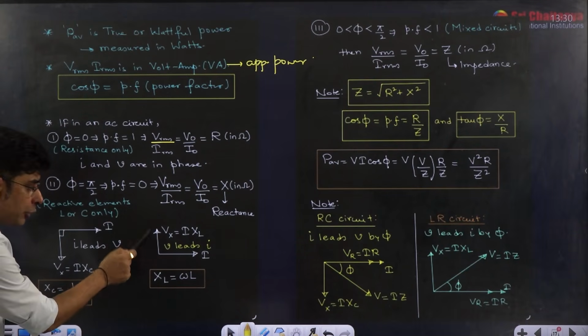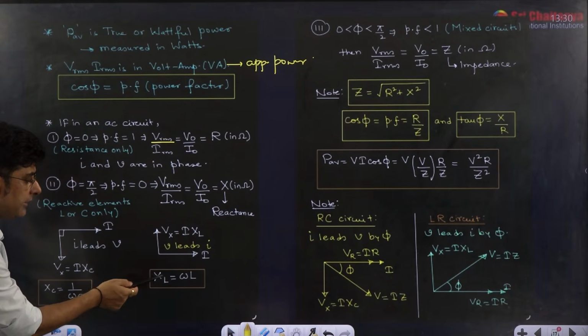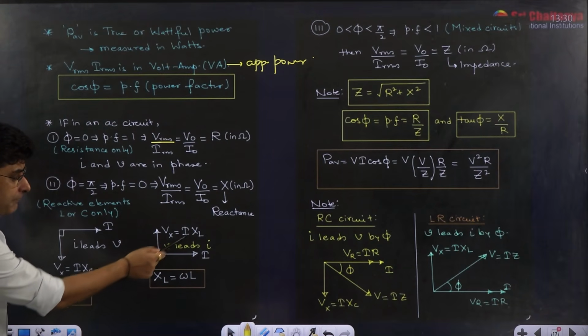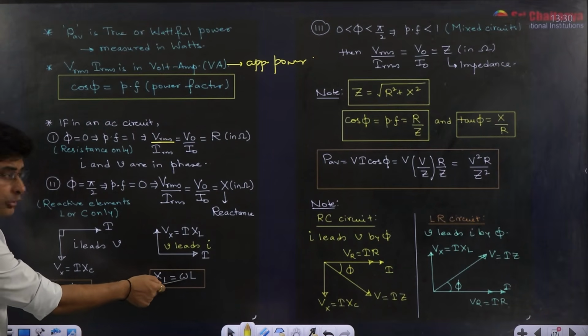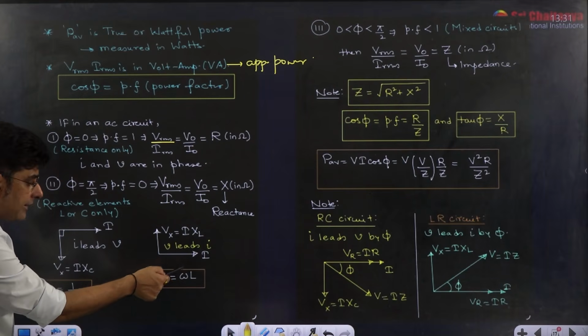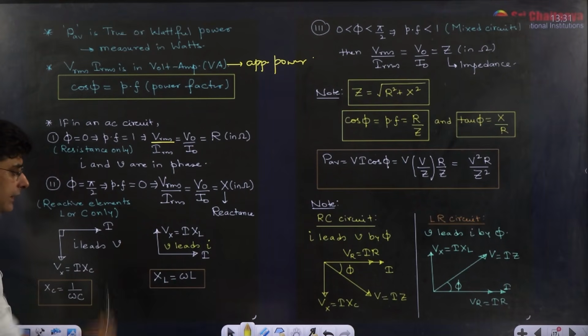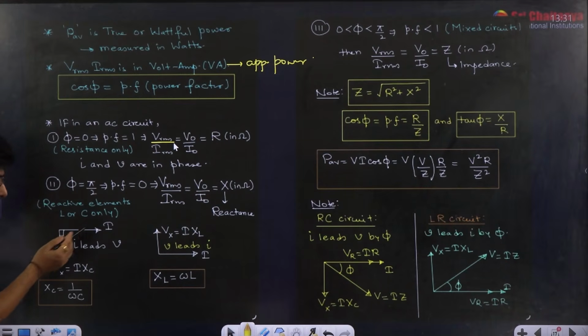If the voltage leads the current by pi by 2, the ratio is XL. We call it inductive reactance, whose value is given as omega into L. Omega is the frequency of AC, L is the inductance. Now, if current is leading the voltage by 90 degrees, then the voltage by current is XC, which is given as 1 by omega C.